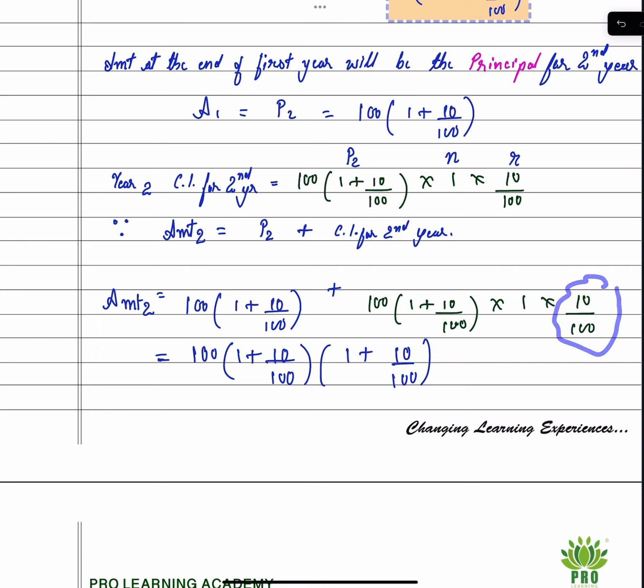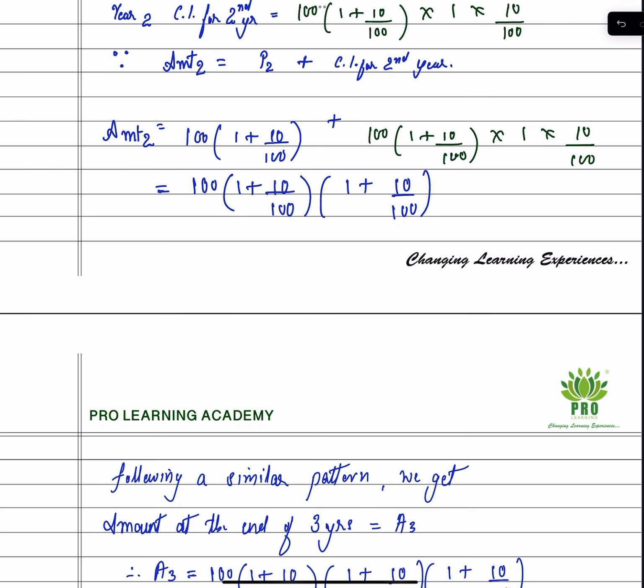From here we were left with just 10 over 100. So now effectively the amount at the end of the second year will become 100 times 1 plus R over 100 times 1 plus R over 100. So this effectively becomes 1.1. Even this becomes 1.1, which we could call as 100 times 1.1 the whole square. So now we continue the same pattern.